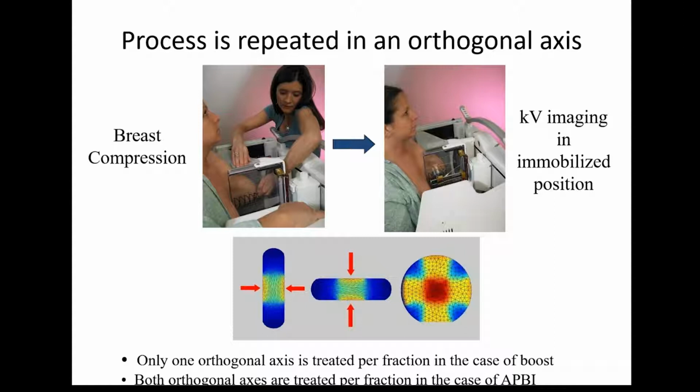And as mentioned, this process is repeated in orthogonal axis, and the dosimetric properties of AccuBoost are contingent upon this cumulative dose distribution at the center of the breast, or at the target center of the breast, resulting in a high dose distribution at target with relatively low dose to surrounding breast, and particularly to the skin. Next slide.